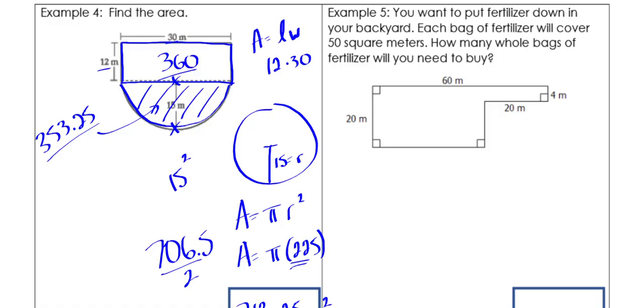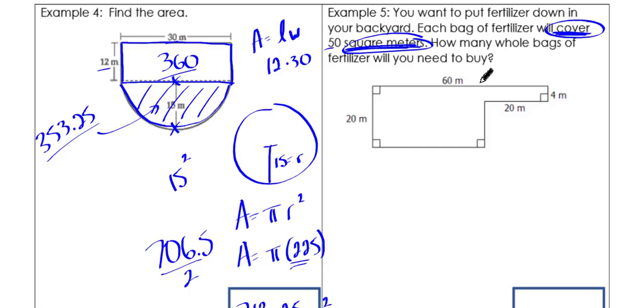All right, so you want to put fertilizer down in your backyard. Each bag of fertilizer will cover 50 square meters. Cover, square meters, we're talking about area. So later you're going to see word problems mixed together between perimeter and area. You just have to know that square meters and the word cover both mean area. How many whole bags of fertilizer will we need to buy?